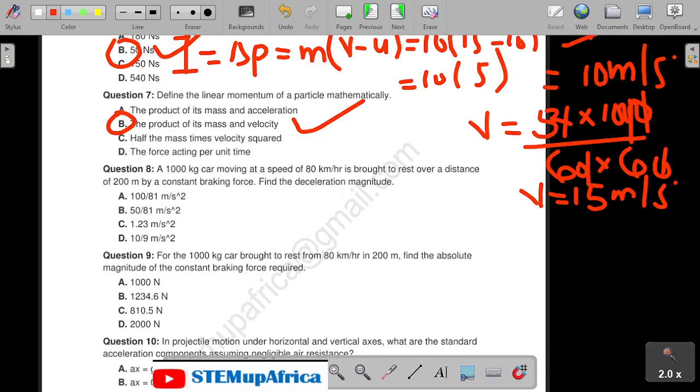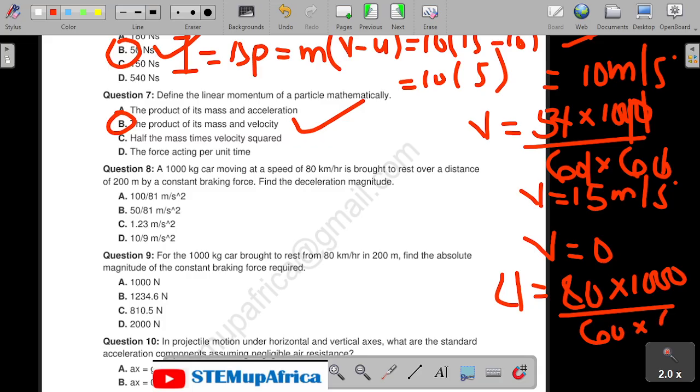Then question 8: a 1000 kilogram car moving with a speed of 80 kilometers per hour is brought to rest after it covers a distance. When it's brought to rest, it simply means that the final velocity is 0. Meaning my initial velocity is 80 kilometers per hour, which is 80 times 1000 over 60 times 60. Then we're having 800 divided by 36. That will give us 200 over 9. So my u, I mean, is now 200 over 9 meters per second. So final velocity is 0.